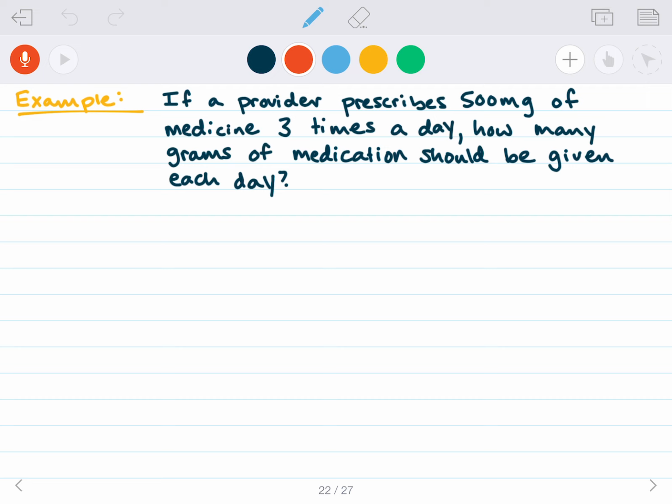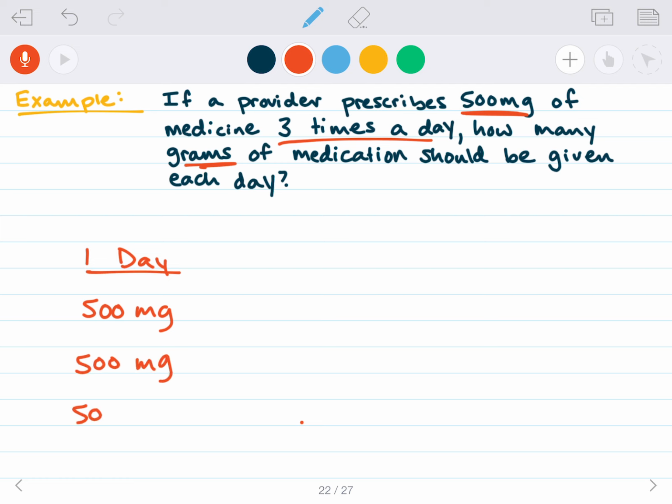Let's do some examples. If a provider prescribes 500 milligrams of medicine 3 times a day, how many grams of medication should be given each day? Well, again, we can draw a picture. So for each day, we have 500 milligrams 3 times. So 500 milligrams, maybe that's for breakfast, lunch, and dinner. And so the question is, all of this together, what is this in grams?